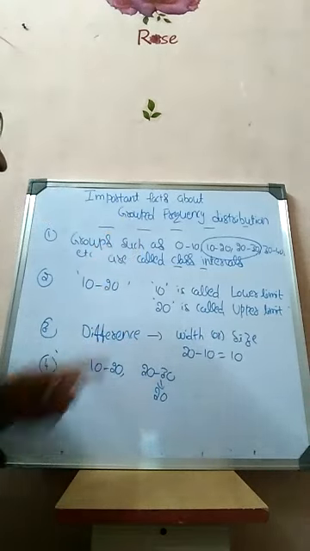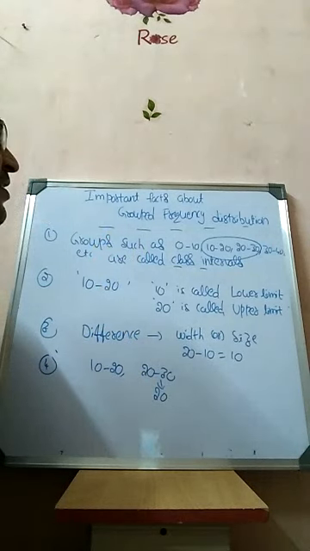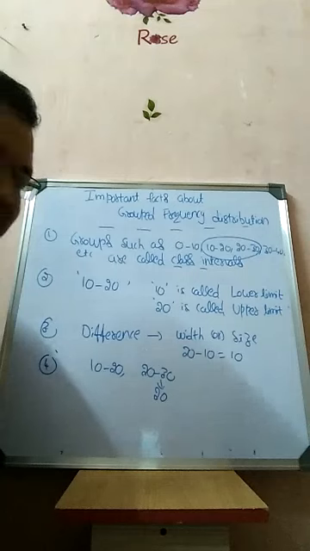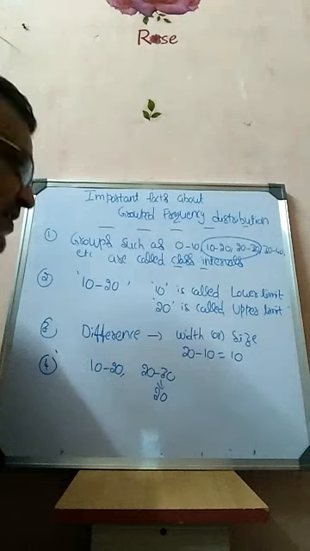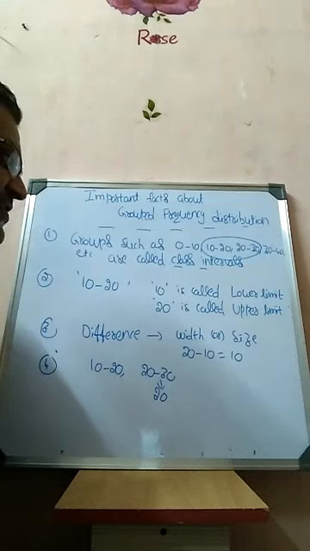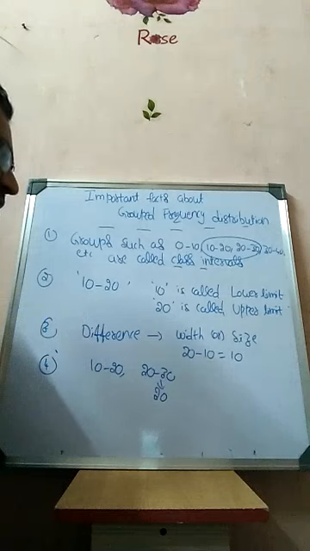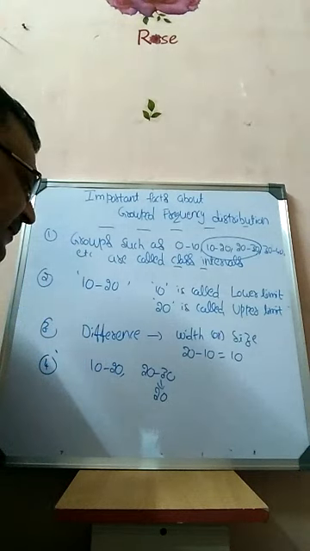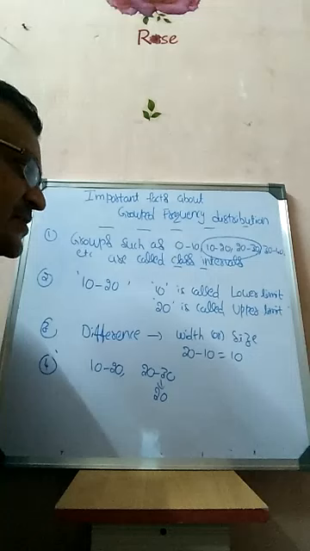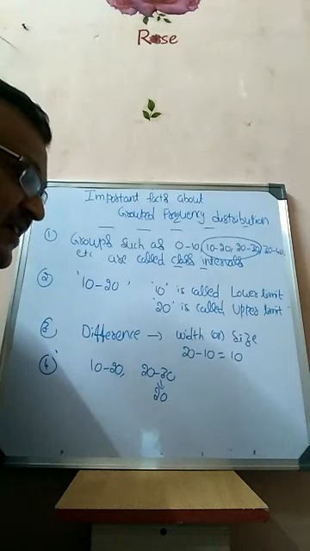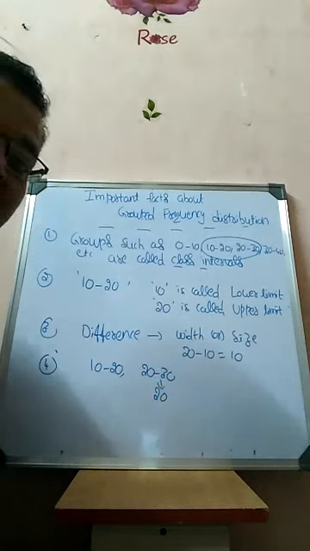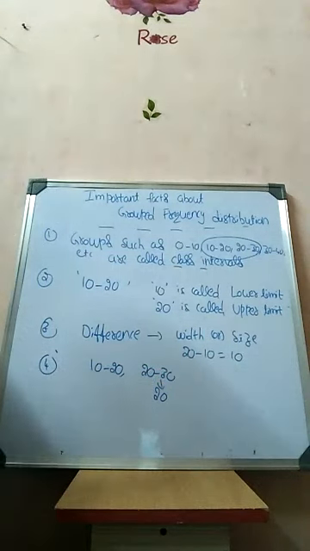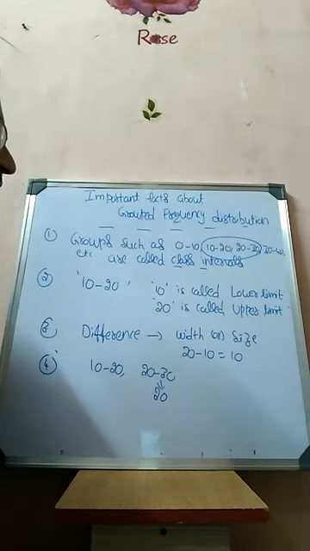So we have to remember these 4 points on the grouped frequency distribution table. What are those once again? The groups we divide are called class intervals. In a class 10-20, 10 is called the lower limit and 20 is called the upper limit. The difference between the upper limit and lower limit is the class size or class width, and we give first preference to the lower limit over the upper limit.